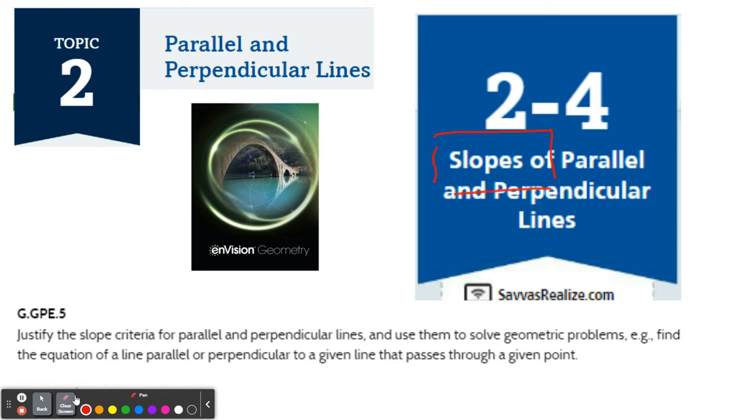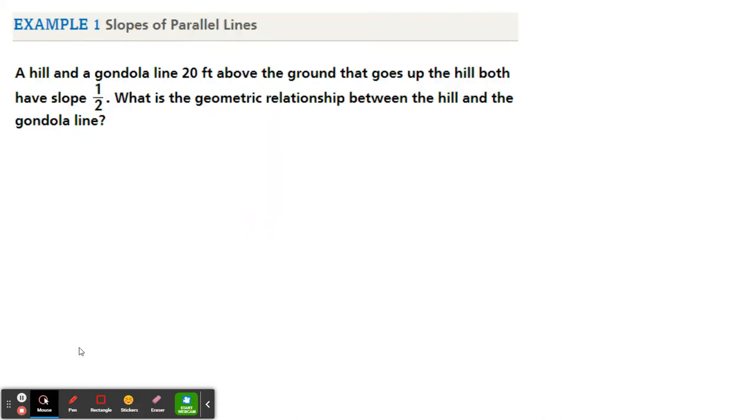All right, let's take a look at a first example here. It says a hill and a gondola line 20 feet above the ground that goes up the hill. Both have slope 1/2. What is the geometric relation between the hill and the gondola line? So let's just draw a quick little picture here.